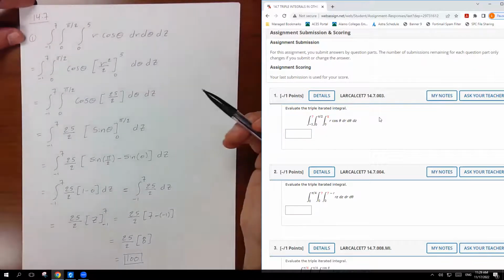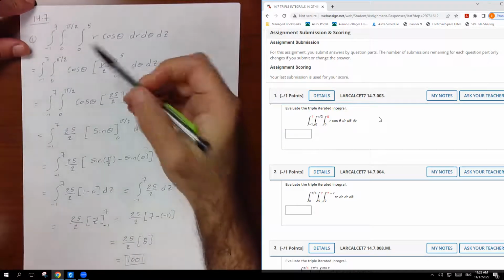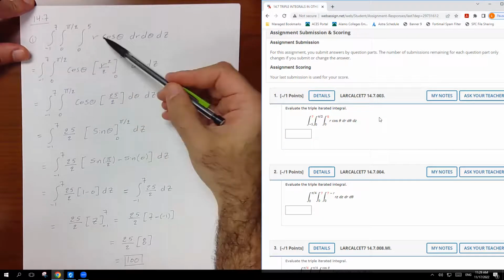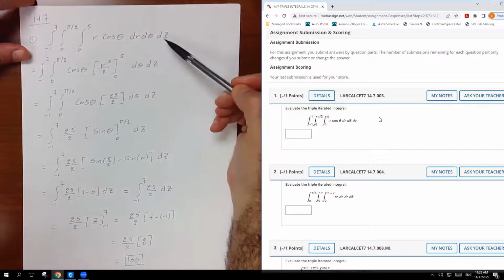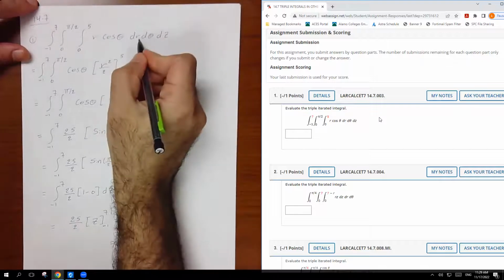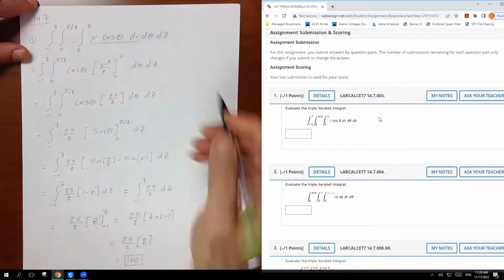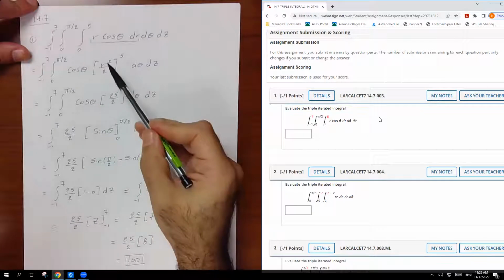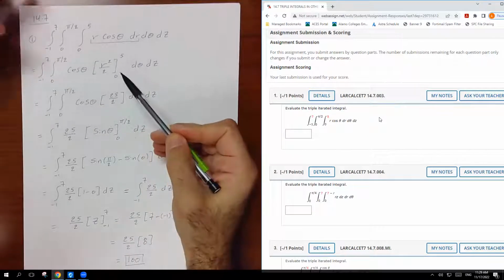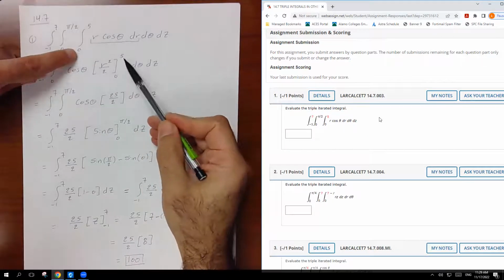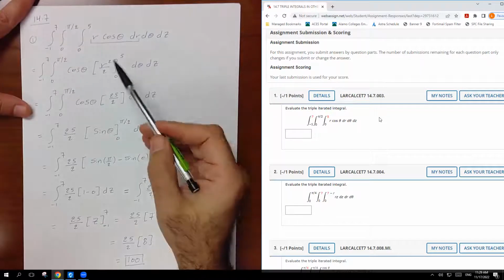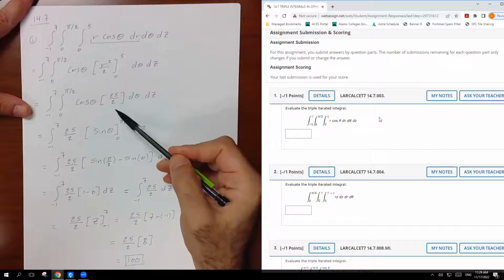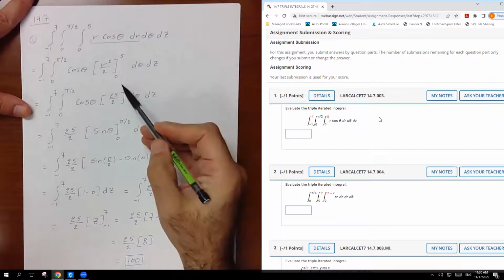So the integral from -1 to 7, from 0 to pi over 2, from 0 to 5, r cosine theta, dr d theta, and dz. The first thing, we're going to find the integral with respect to r. That means cosine theta is a constant. So it's going to be r squared over 2, from 0 to 5. Now plug in the 5, it's going to be 25 over 2 minus 0. So we're going to ignore the 0.